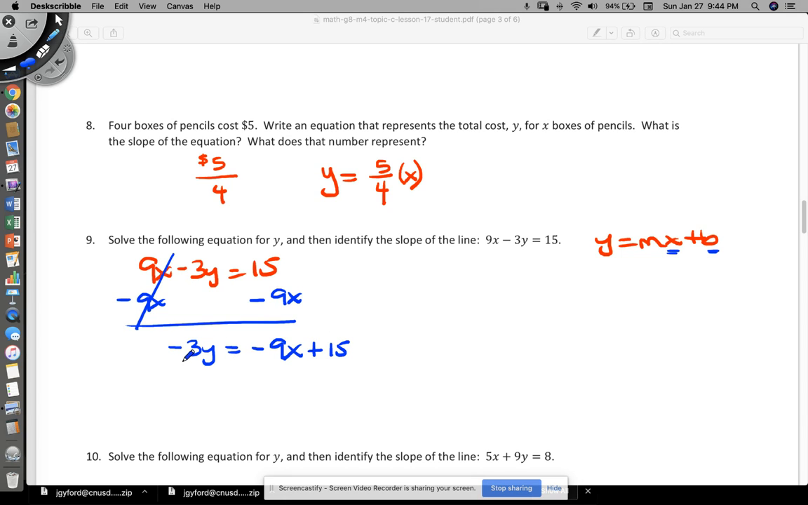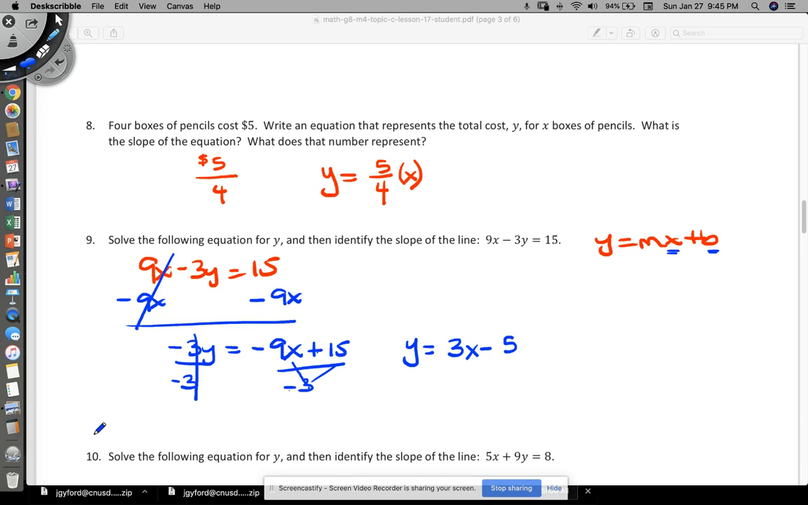All right, now I'm going to go ahead and get rid of that 3. And again, that's to get that y by itself. And what you do to one, you have to do to all of these. So these 3's cancel. And I'm left with y equals 3 goes into 9 3 times. And a negative divided by a negative equals a positive x, and then I'm going to do that over here too. I'm going to divide this out. 3 goes into 15 5 times, and a positive and a negative equals a negative. All right, so there's your equation.